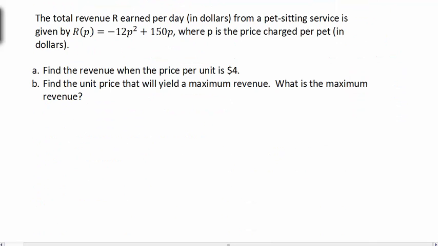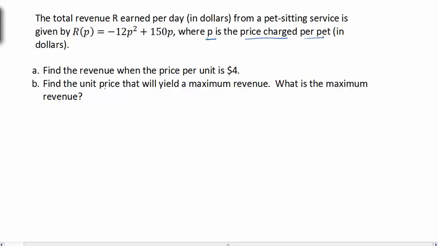All right, the next example looks at the total revenue, R, which is earned per day in dollars from a pet sitting service, is given by R of P equals negative 12P squared plus 150P. And P is the price charged. So here P is representing the price charged per pet in dollars. So we have two parts here. Part A wants to know, find the revenue when the price per unit is $4.